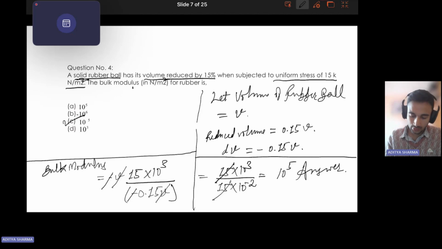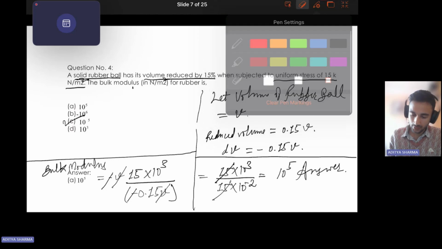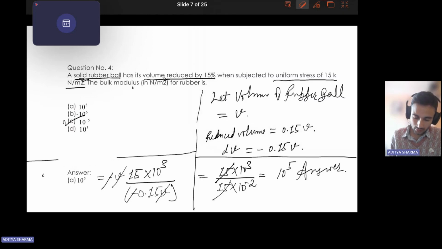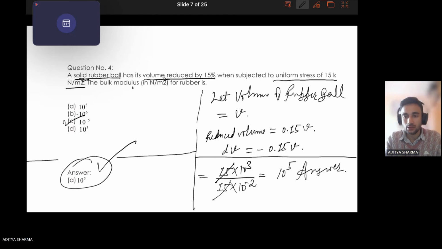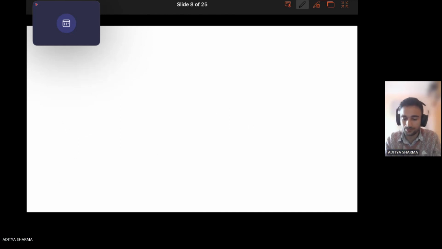So let's check the answer. Yes, the answer is given here. Here is our answer. It's just 10 raised to power 5. All right. So this way we solve this particular problem. Now we can move on to our next question. All right.